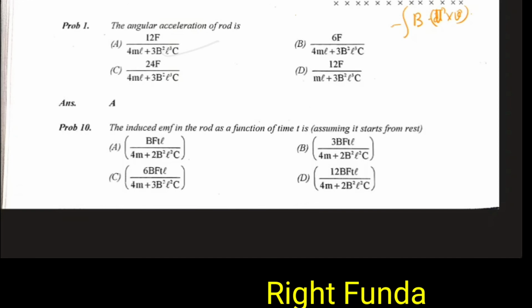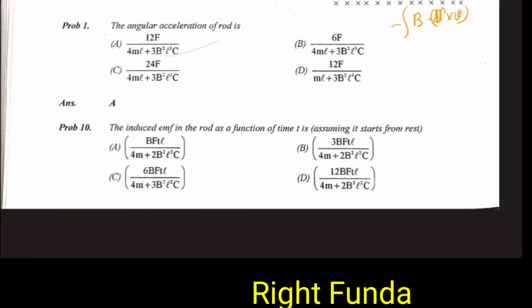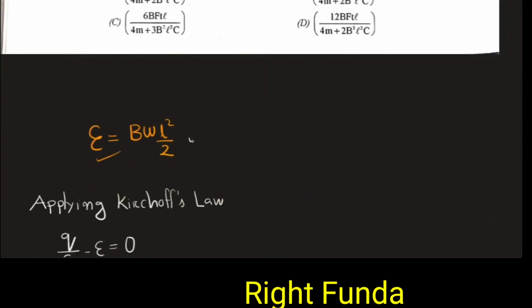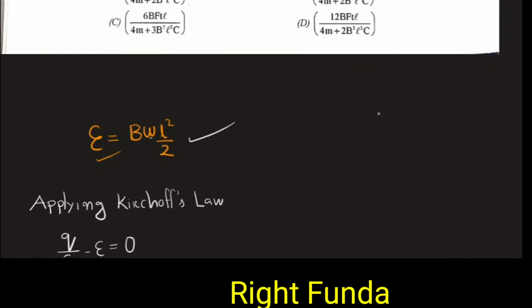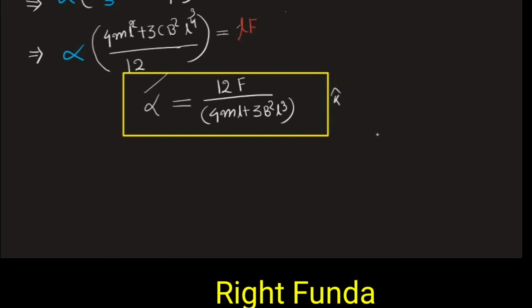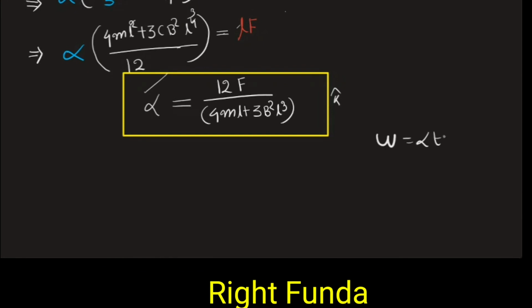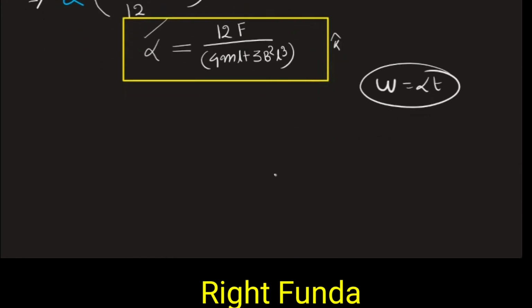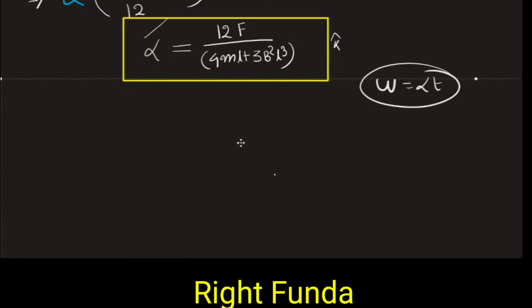The next question says: find the induced EMF in the rod as a function of time. We have checked that the induced EMF depends on the omega at any time. We found alpha, and alpha is a constant quantity. So once alpha is there, omega will be equal to alpha into t. Since alpha is constant, we can easily calculate omega as a function of time.